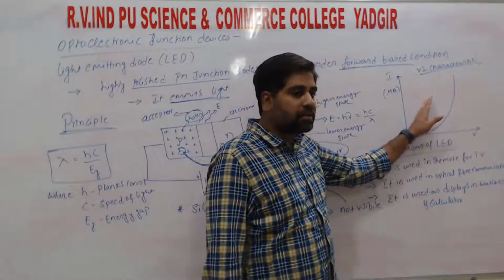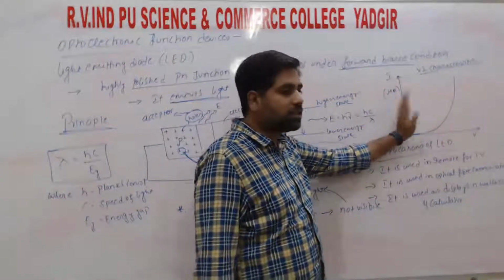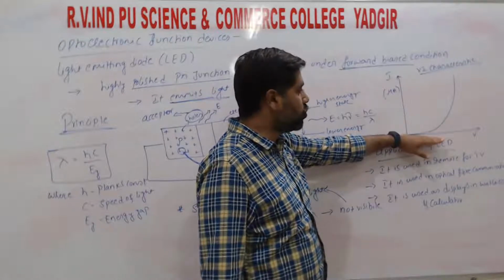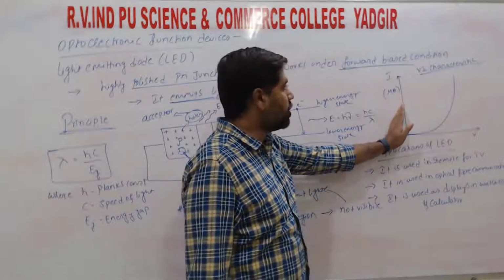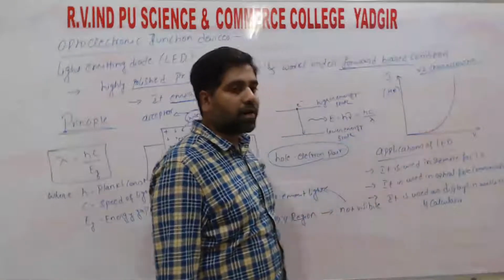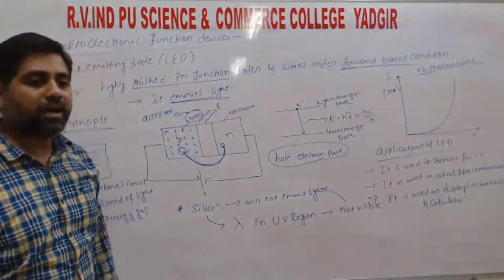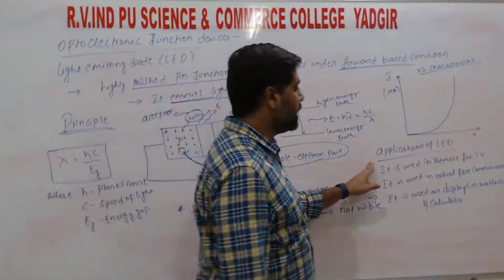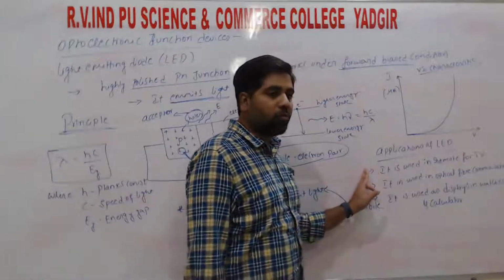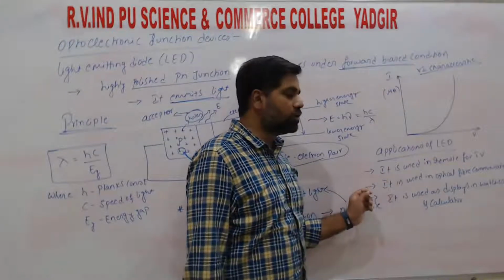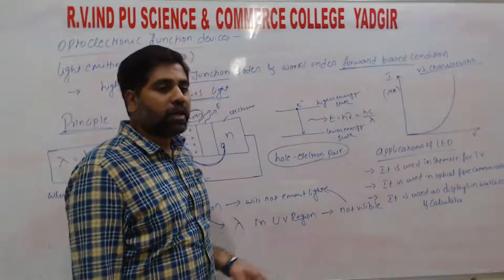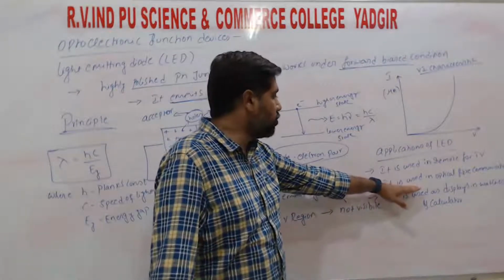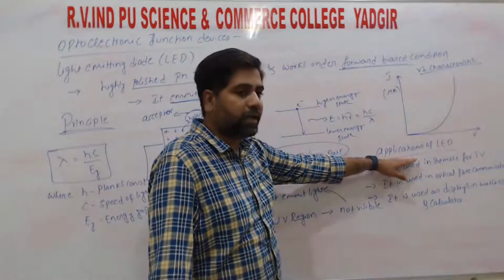Then the IV characteristics is similar to that of the semiconductor because it is also a semiconductor device, right? Taking voltage along the x-axis and current along the y-axis for the forward characteristics, we get a graph similar to a semiconductor diode connected in forward biased condition. Next is the applications of LED. It is used in the remote for TV and in optical fiber communication, that means it is used in sending signals. There only the LED is used.